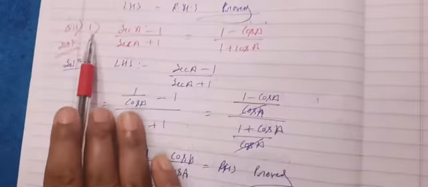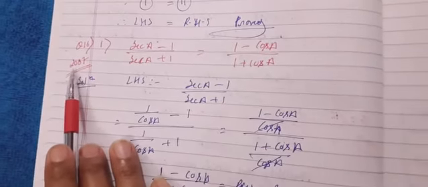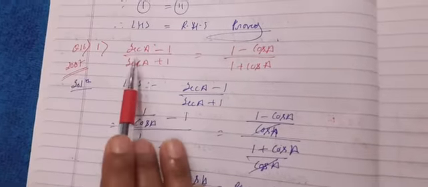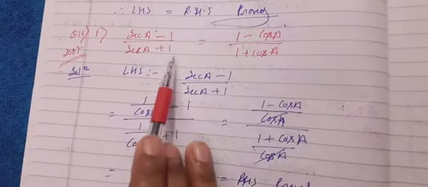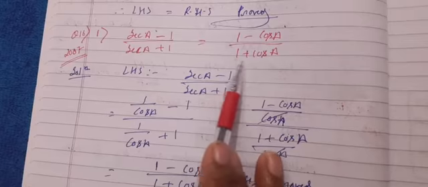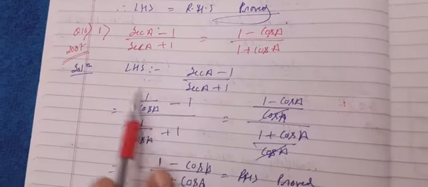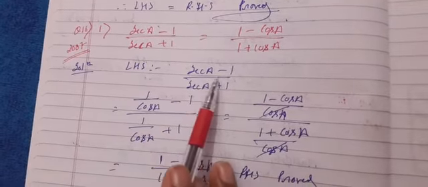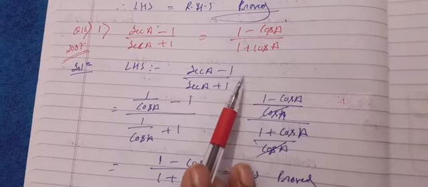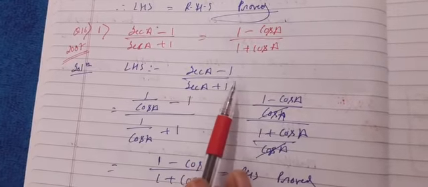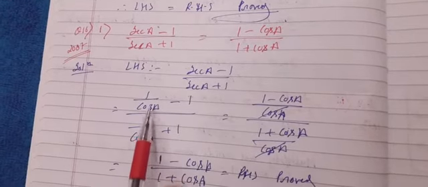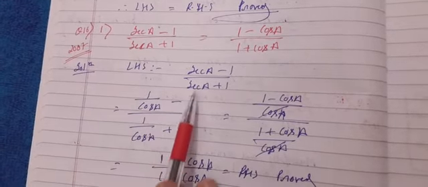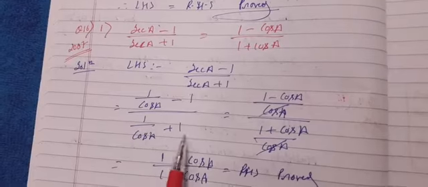Now 16th first sub question, that was a question of the ICSE board 2007. Prove that sec A minus 1 upon sec A plus 1 is equal to 1 minus cos A upon 1 plus cos A. Since there is sec A, I haven't multiplied or divided, nor have I rationalized. Directly I have converted sec A into cos A, so I have written 1 by cos A minus 1, and here 1 by cos A plus 1.